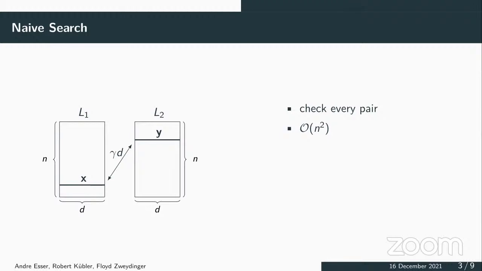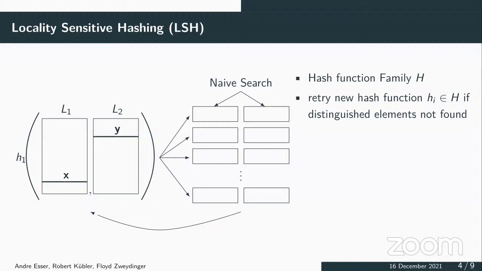And the first framework we look into is locality sensitive hashing, or short LSH. LSH tries to hash similar elements with high probability into the same bucket. Afterwards, we apply a naive search on these buckets to find our distinguished pair faster. So what does this mean? Hashing down every element of our input lists means we assign a hash value to each element, which uniquely defines the bucket the element is put into.